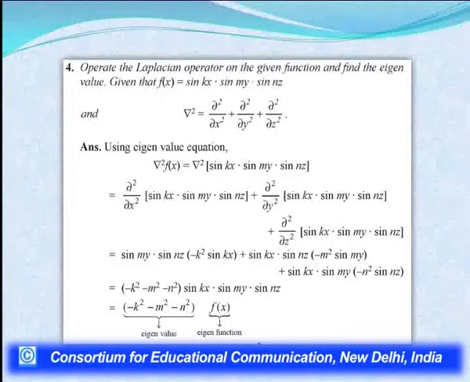Similarly, when I operate the y part of the Laplacian operator, it will work only on the y part, that is m, and the x and z parts will come out as such. I have shown it in bracket form, that is minus m square into sin my. Again the same thing I have applied, which I gave for sin kx, this is for sin my, and in the next line, for the z part, n will come out, that is minus n square sin nz. In this case x and y are constants.